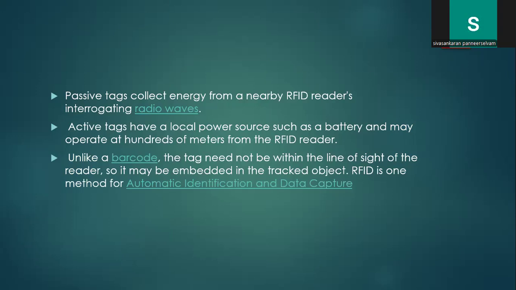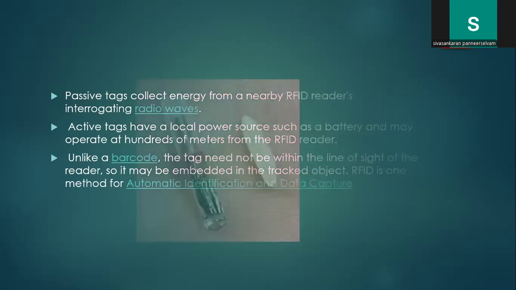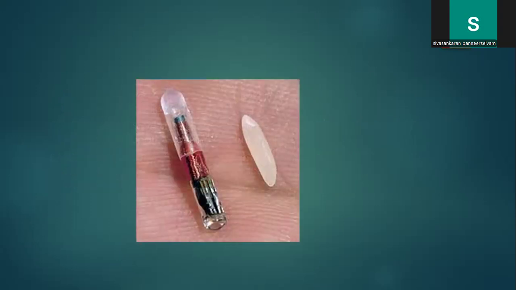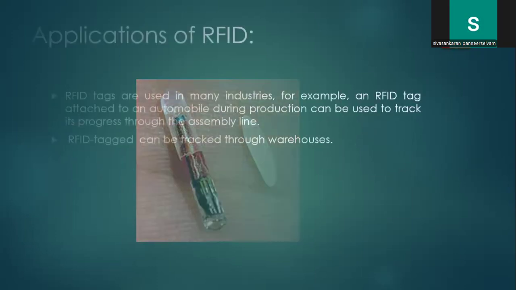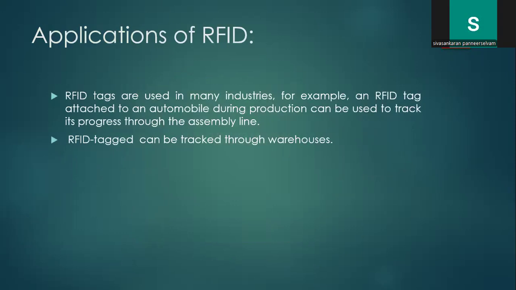So unlike a barcode, an RFID tag need not be kept very close in the line of sight. We can embed the tag within the physical object. It is one of the most important methods preferred for automatic identification data capturing. And this is the physical outlook of an RFID tag, which looks like a capsule in appearance. Application of RFID.